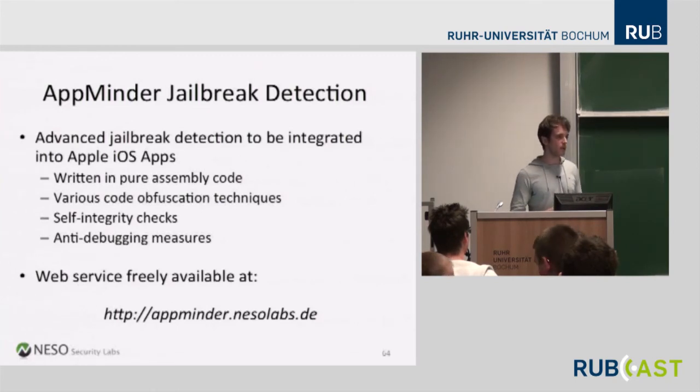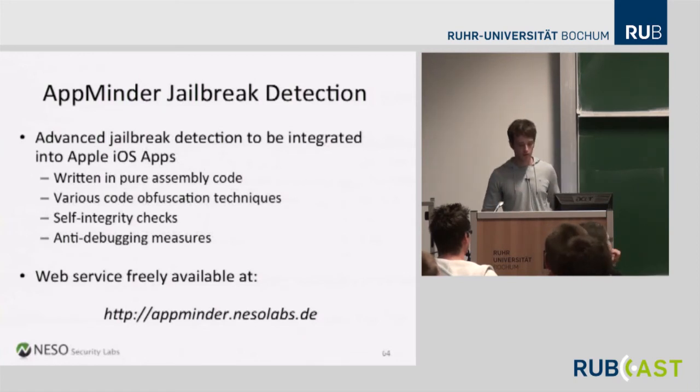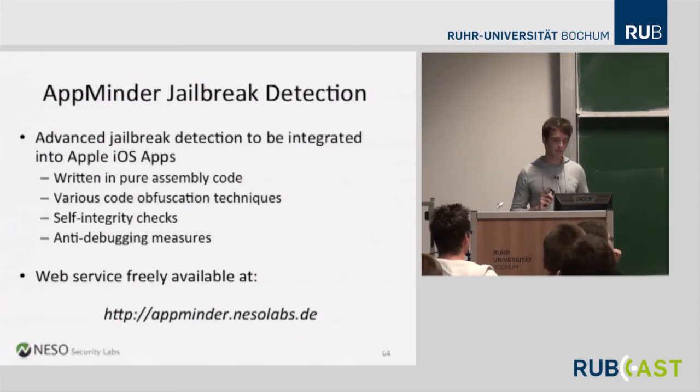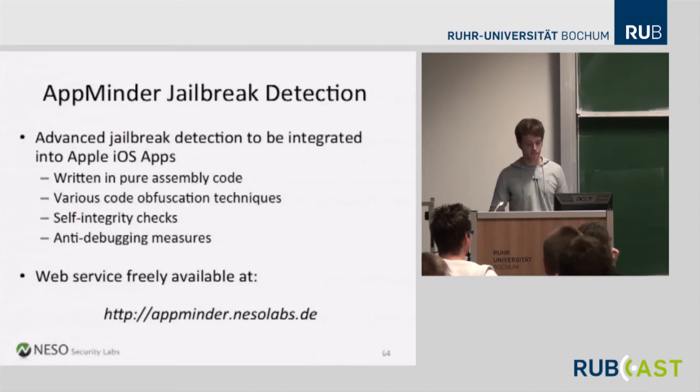So if you're an app developer, you could just use our web service to copy your own polymorphic jailbreak detection code written in ARM and put it inside your iOS app. It's a free web service available. And don't get me wrong, of course, all those AppMinder checks can be bypassed as well. But we just try to raise the bar very high.